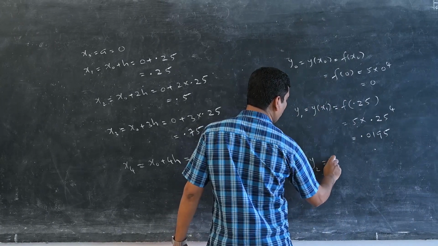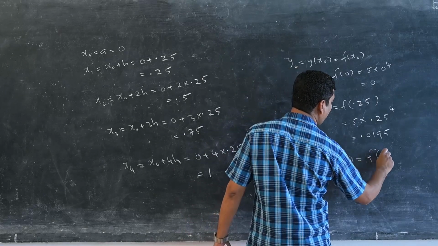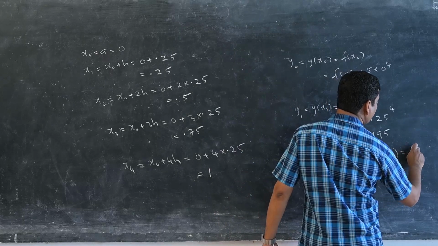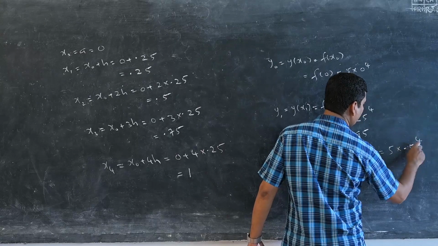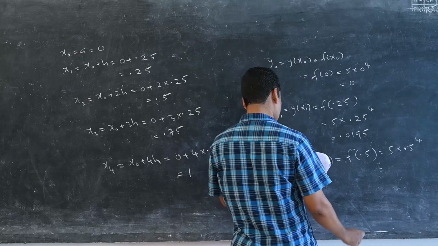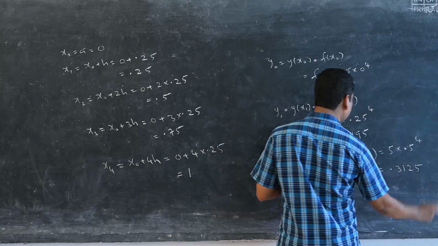y2 is equal to y of x2. F of x2 is 0.5. F of 0.5, where f of x is 5x raised to 4, is 5 into 0.5 raised to 4. The value is 0.3125.